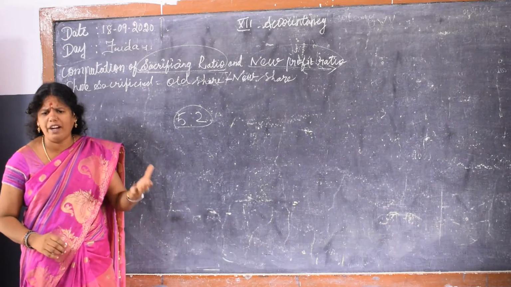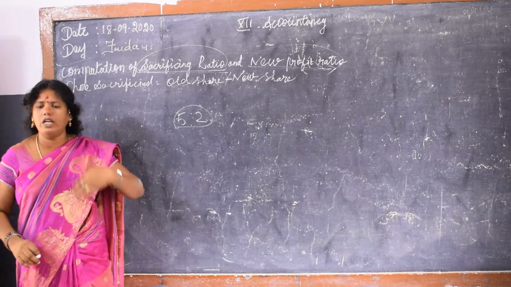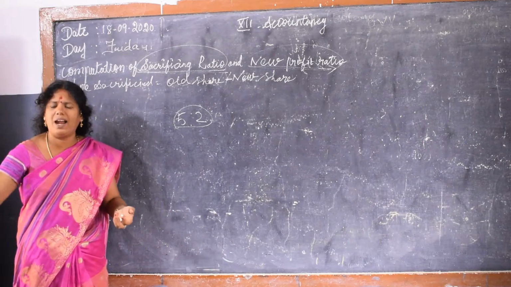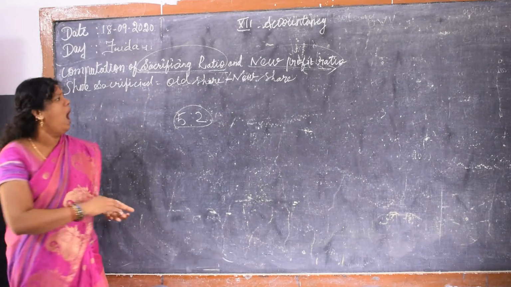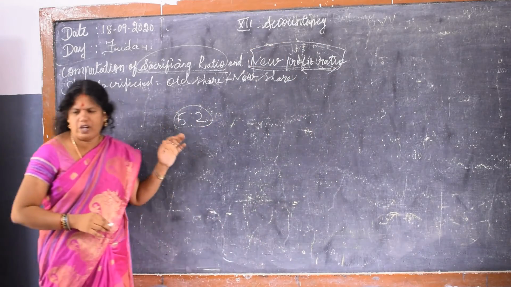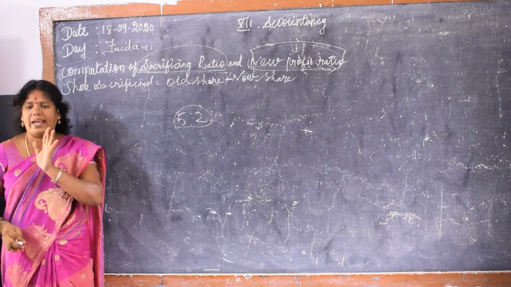We have to find out the new profit ratio in order to share the future profits among all three partners. Only by forming a new profit ratio when a new partner has entered can they decide on what basis to divide the future profit or loss.